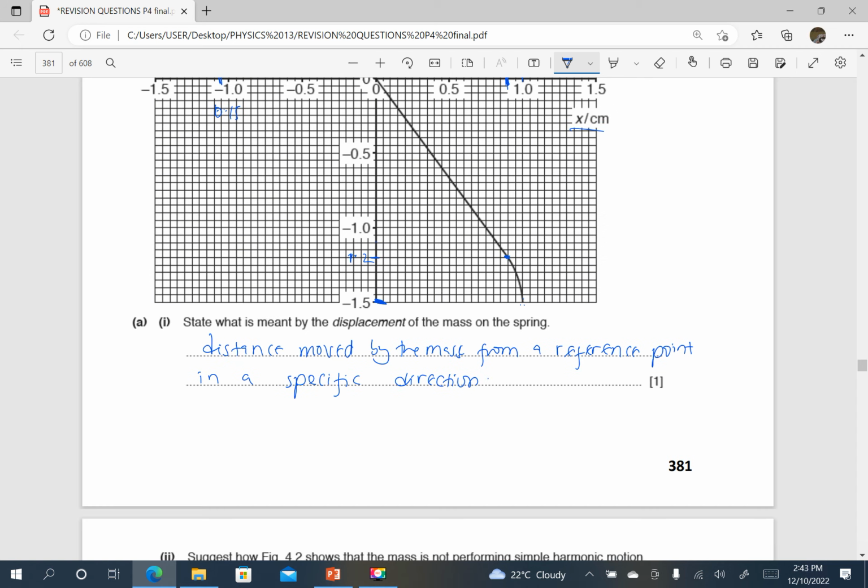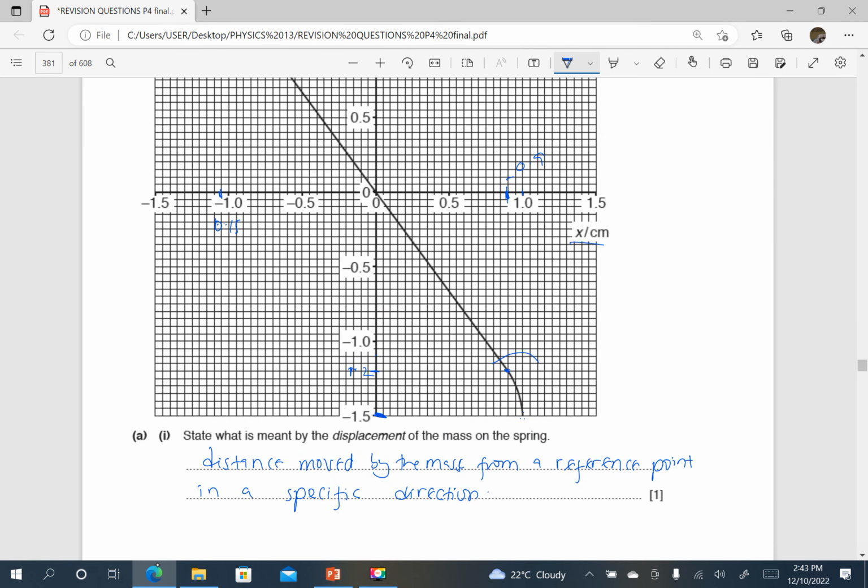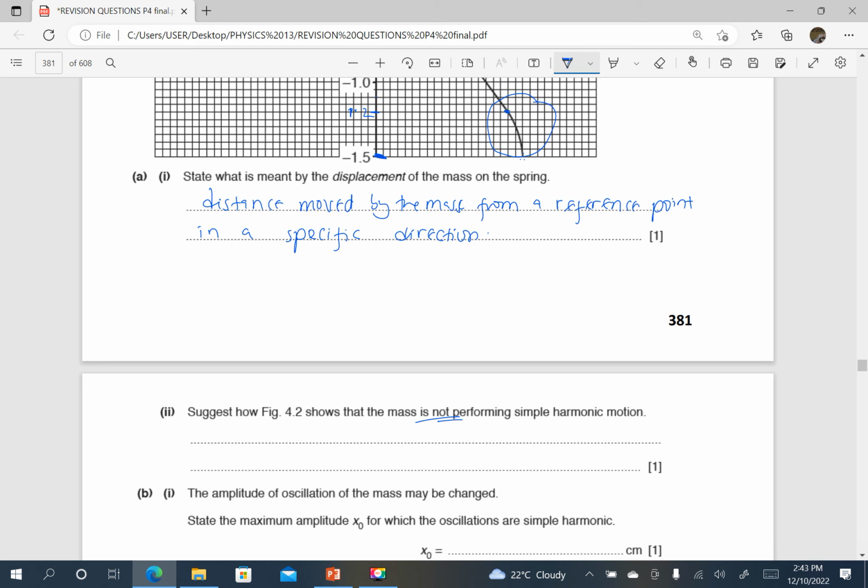So that is displacement. Then suggest how figure 4.2 shows that the mass is not performing simple harmonic motion. I predicted that the mass was not performing simple harmonic motion. You see this part here. The line is not straight, so the gradient is not constant. The line is not straight throughout. So the gradient is not constant. And if the gradient is not constant, we can't say that acceleration is directly proportional to displacement. So it's not simple harmonic motion, even though the gradient is negative.